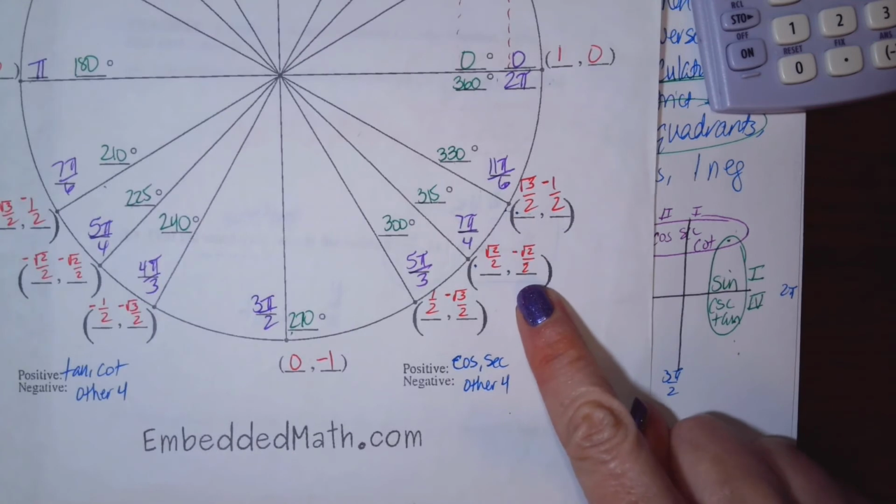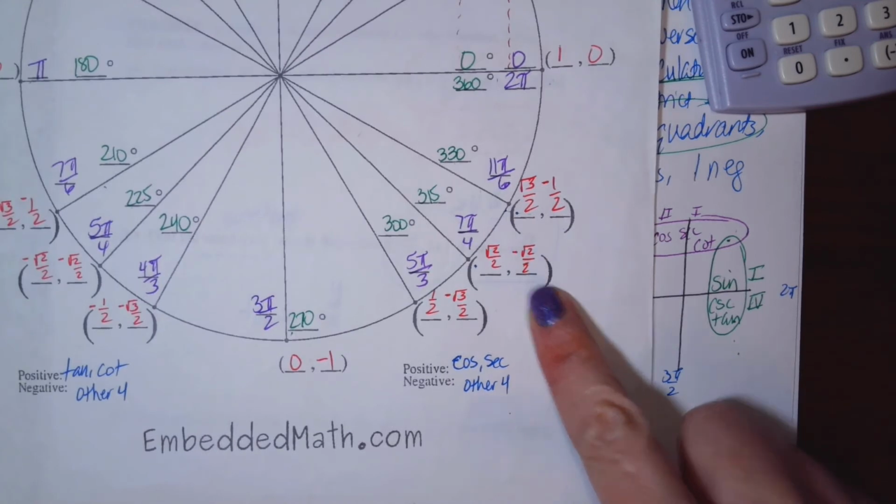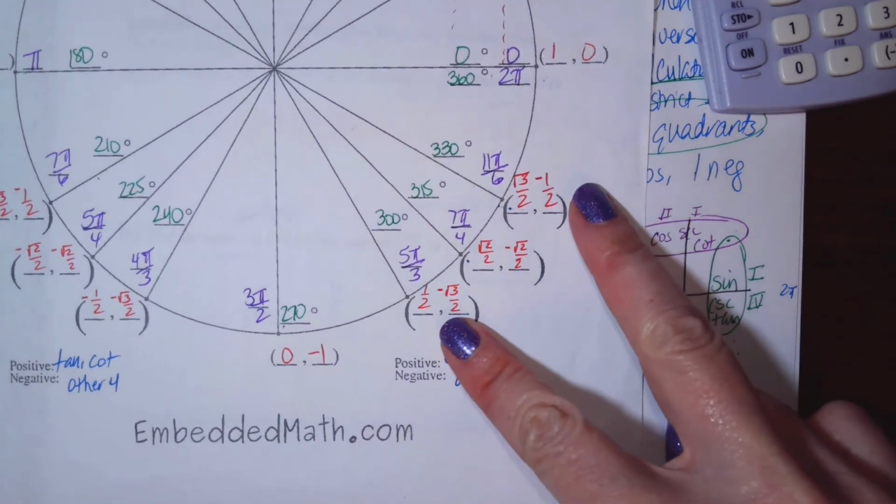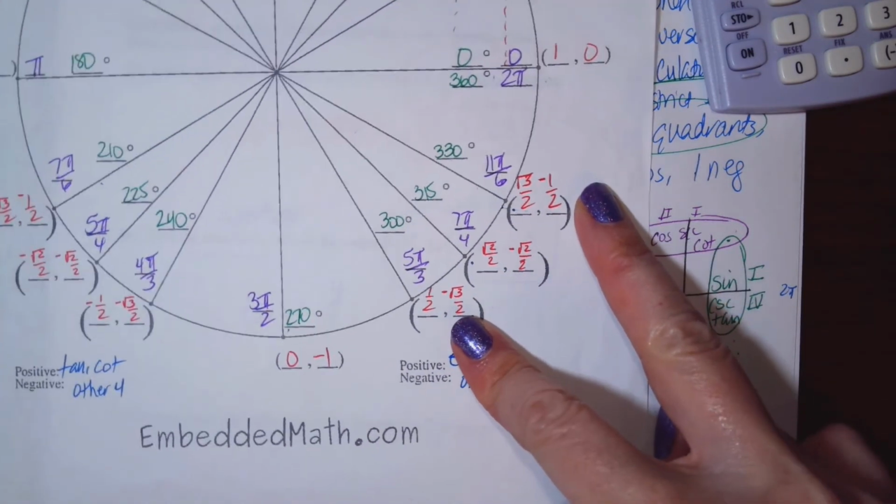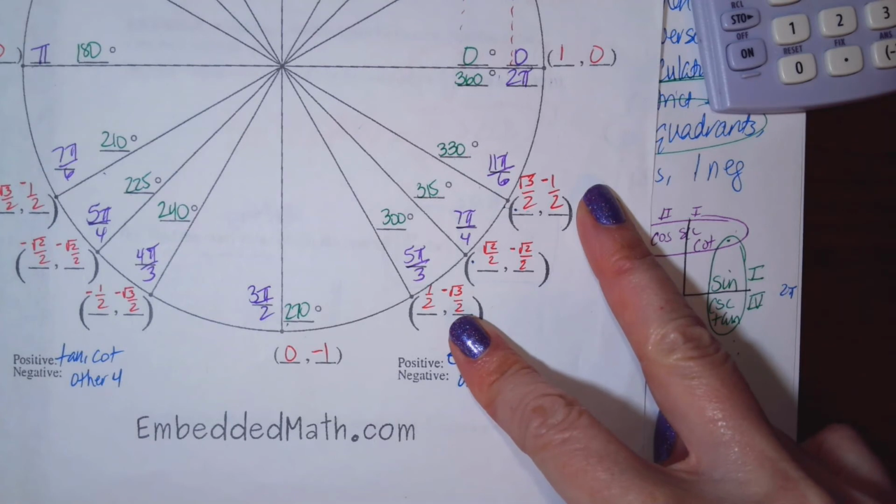It can't be this 7 pi fourths. It can't be this one. I know that because that's not going to give me that tangent function value. It's got to be one of these 2. Now I have to figure out, okay, which one is it that gives me square root 3 over 3?